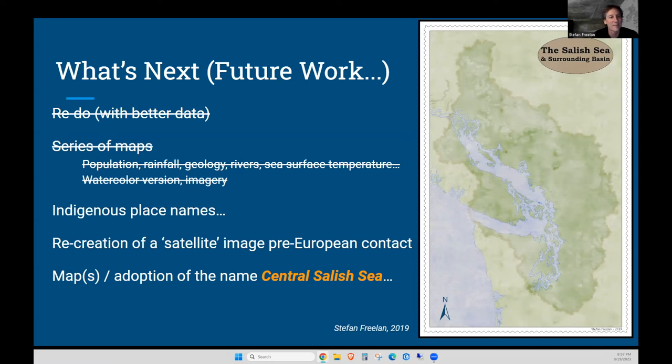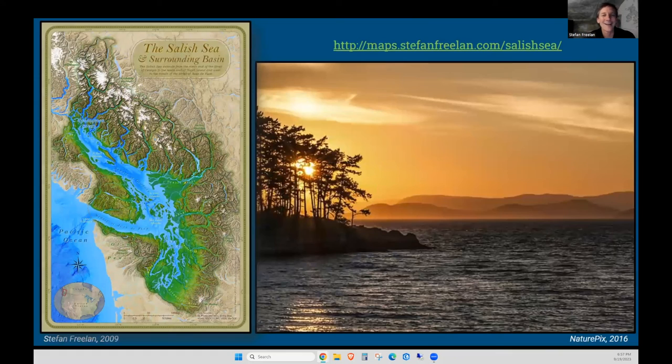I do think it'd be fun to make a series of maps more defining the Central Salish Sea. It's this transborder area, the Southern Gulf and the San Juan Islands. What do you call those besides the Southern Gulf and the San Juan Islands? I think a series of maps would help here, the Central Salish Sea. So that's what I've been doing, and that's what I'm up to.